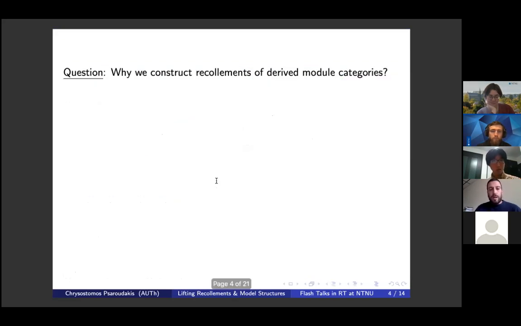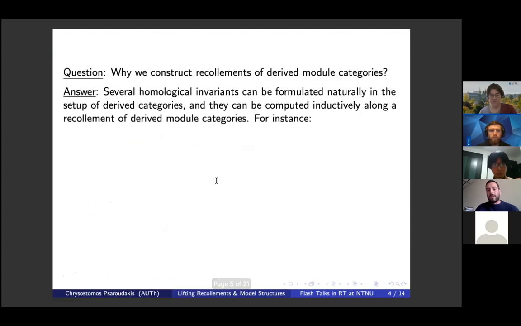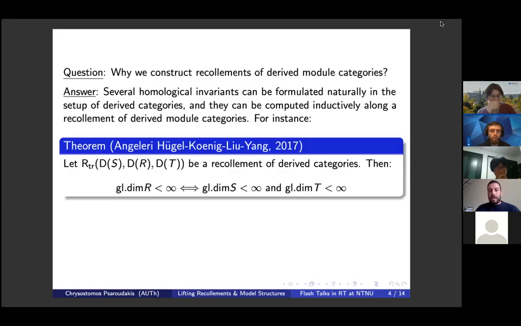There is the obvious question of why we are interested in recollements of derived categories of rings, or why we want to construct such diagrams. One answer is that most of the homological invariants that we work with are formulated in the setup of derived categories. Using recollements, we can compute these invariants along the recollement. A typical example is a recent result by Angeleri Hügel, Koenig, Liu, and Yang, where they proved that in a recollement of derived categories of rings, the global dimension of the middle ring is finite if and only if the global dimension of S and T is finite.